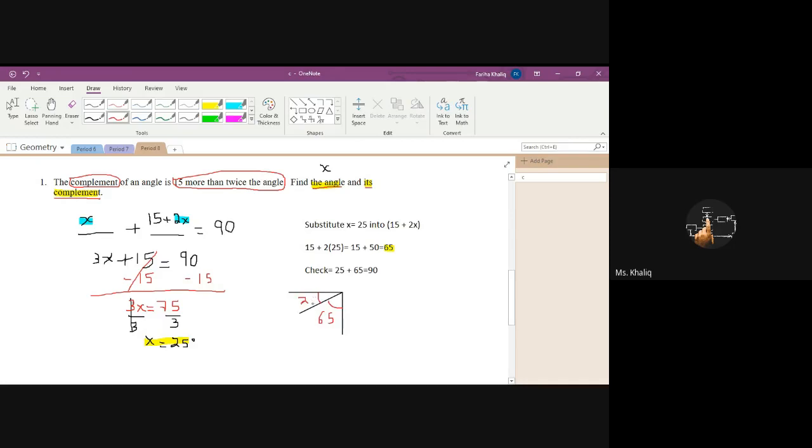And so you'll see similar problems involving supplementary angles. Okay, and just so we know, supplementary angles add up to 180 degrees. And that will be it for now.